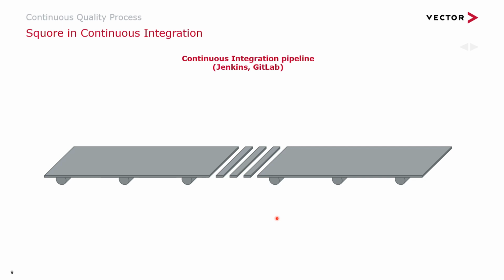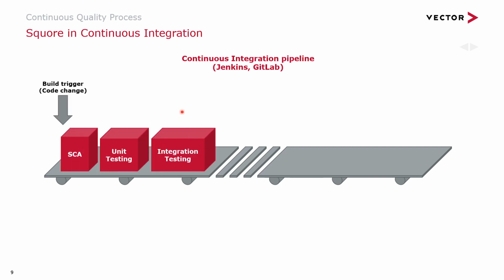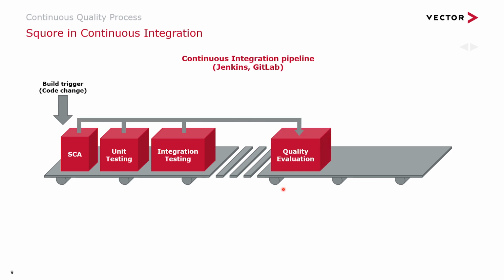So let's take a look at Squore in all this story. Squore here in this continuous integration pipeline. First of all, we have some tools, source code analysis here, unit testing, integration testing. All of this is going to be provided to Squore. Squore is going to do the quality evaluation. That's the very first step here. If there are more data coming from requirements, tickets, or other tools, they can be added to the evaluation as well, so it's more precise.